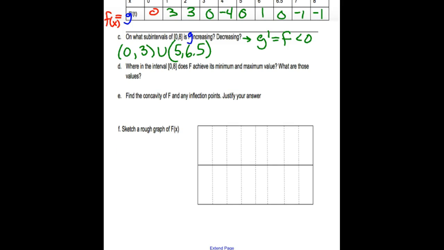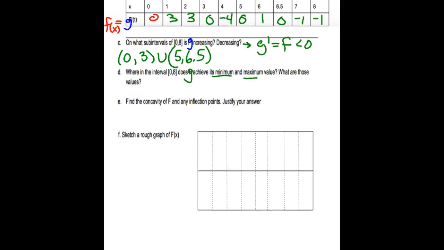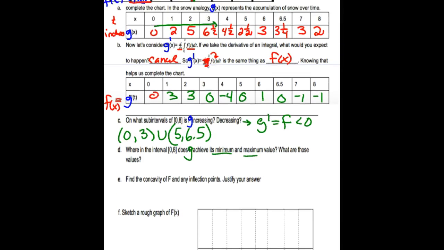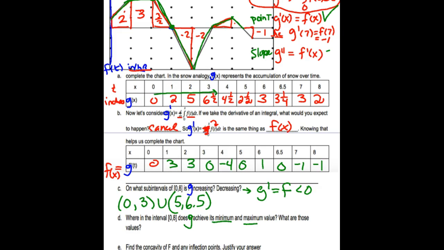Kind of easy. Where does G, I want to call it G because I want you to get used to it because that's what the College Board likes to call it. So where is G achieving its minimum and its maximum values? It's kind of like the snow. Where's the most snow? When is there the least snow? If you think of it that way, it makes it kind of easy. All right, because G is the one that's accumulating area. You can even look at the chart because we already calculated it.